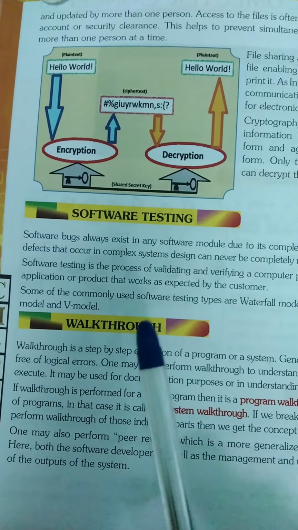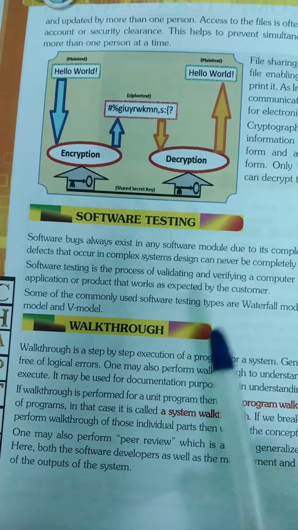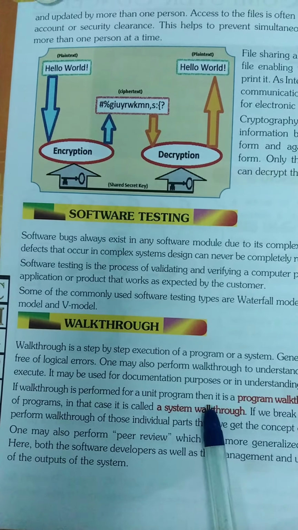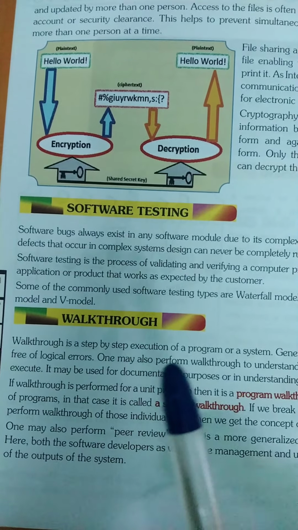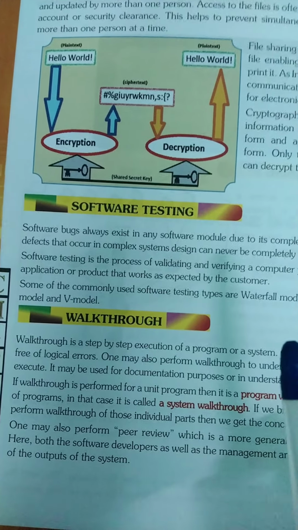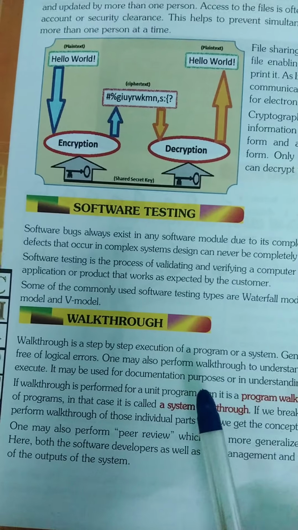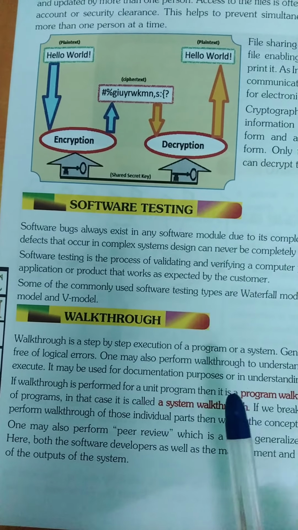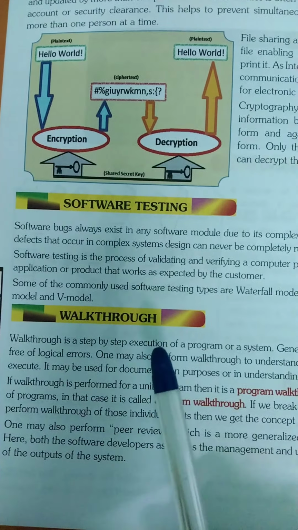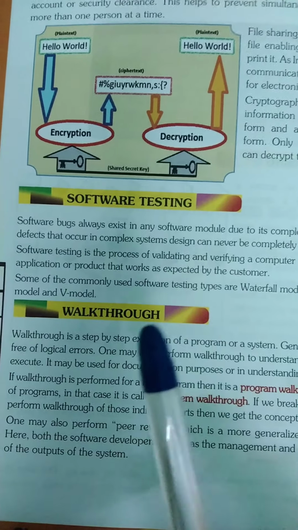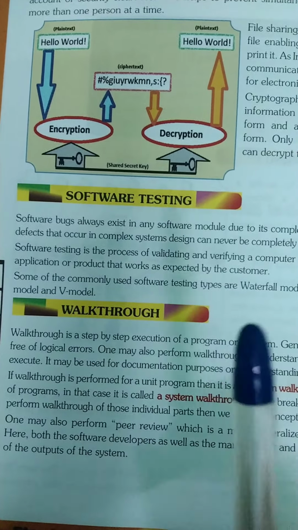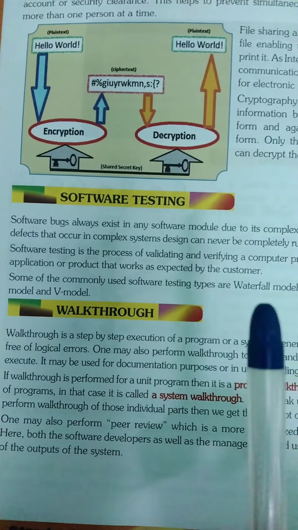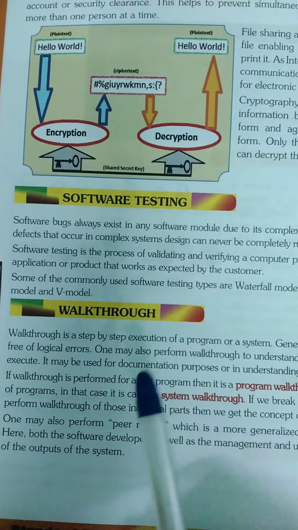And if it is used for a collection of programs, it is called a system walkthrough. And what is a structured walkthrough? If the system is broken up into smaller parts and the walkthrough is performed, then it is called a structured walkthrough. So what is a walkthrough? It is a step-by-step execution of a program. It can avoid logical errors, and it helps us understand the way the program will execute.